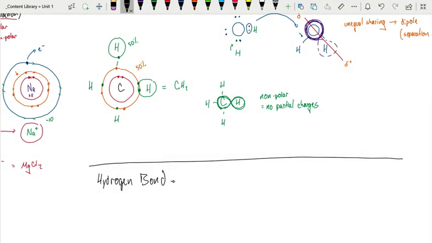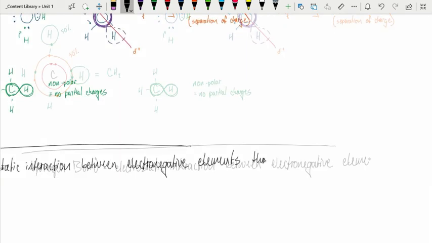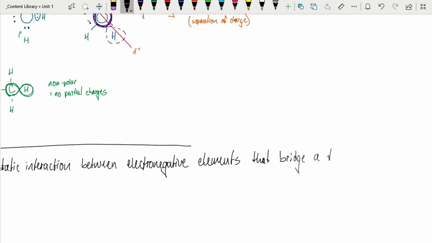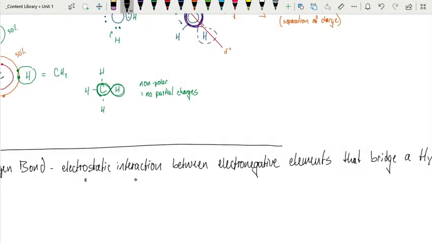A hydrogen bond. We're going to give it a textbook definition, and then we're going to see if we can dissect that definition out to understand it. We're going to say this is an electrostatic interaction between electronegative elements that bridge a hydrogen. We could also say an electrostatic interaction between partial charges. And we'll see how this gets set up here in just a second.